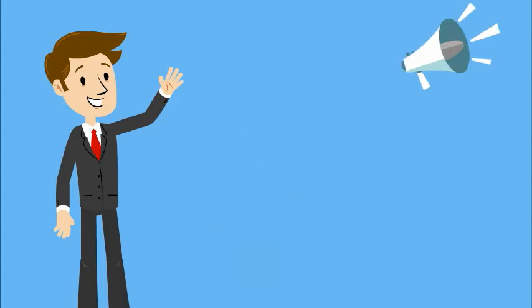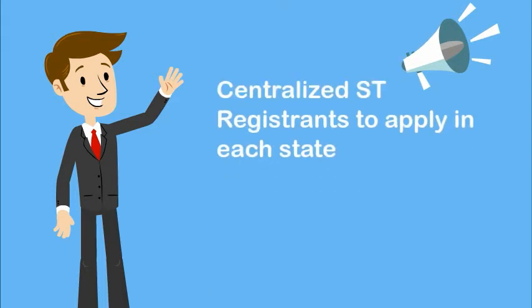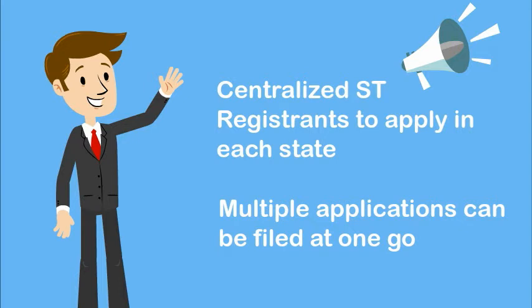What this means is that the current centralized service tax registrants will have to obtain a separate registration in each state. Multiple applications can be filed at one go where a taxable person seeks registration in more than one state or for more than one business vertical located in a single or multiple states.